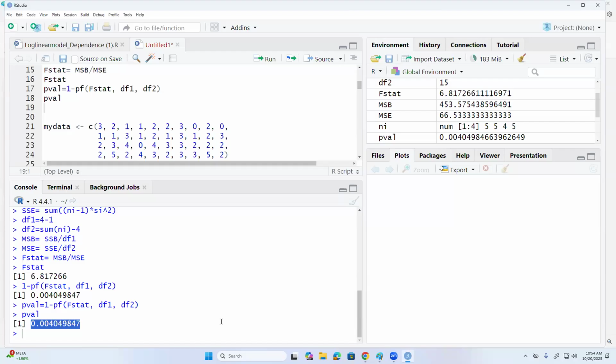Now, the meaning of this level of significance. When the level of significance is 0.05, what is the meaning? It means the probability of type 1 error of this procedure is 5%. That means when the null hypothesis holds, 5% of the time you reject the null hypothesis. So this is the probability of type 1 error.